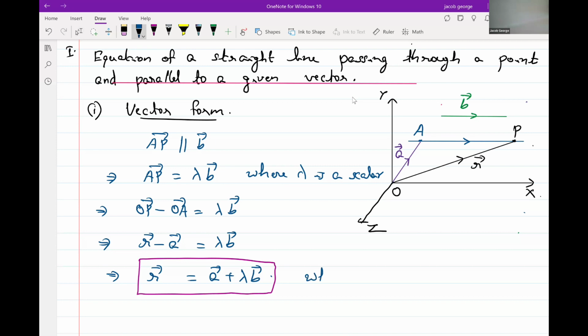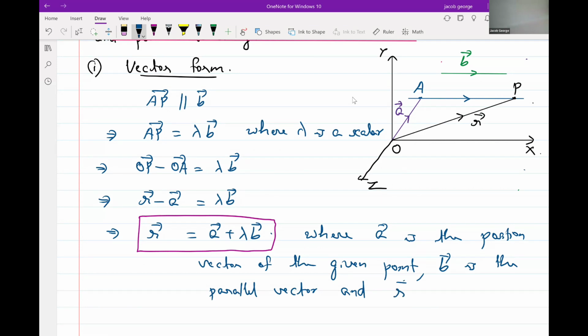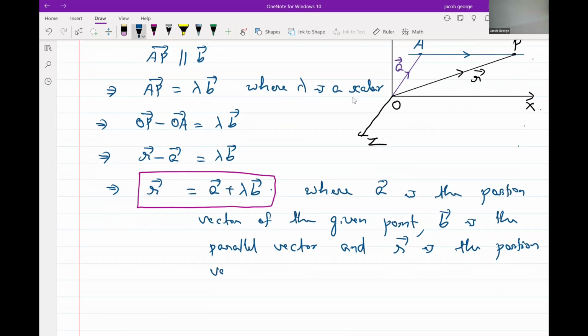Vector R is equal to vector A plus lambda times vector B, where vector A is the position vector of the given point, vector B is the parallel vector, and vector R is the position vector of any point on the straight line.